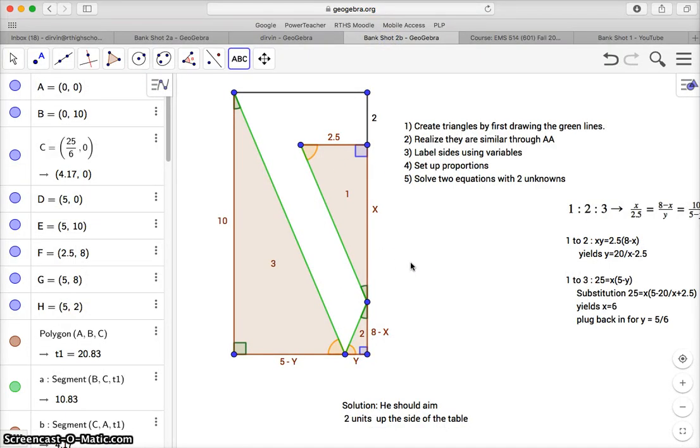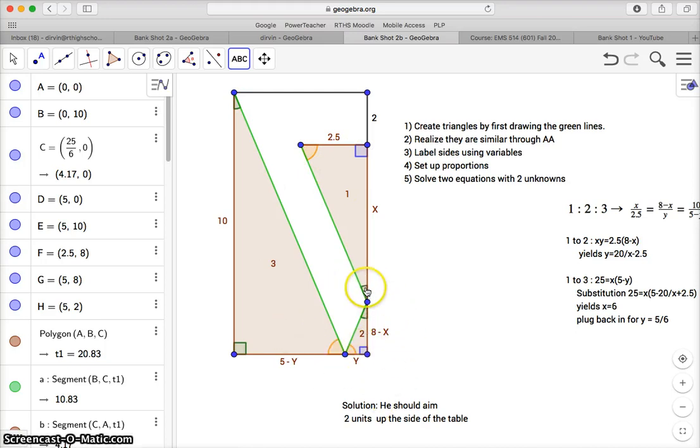The second time I did it, I used similar triangles instead. So first I drew the path of the ball, which was this green line, and then I took each green segment and made a triangle out of them. And then I had to realize that all 3 of those triangles were similar by angle.